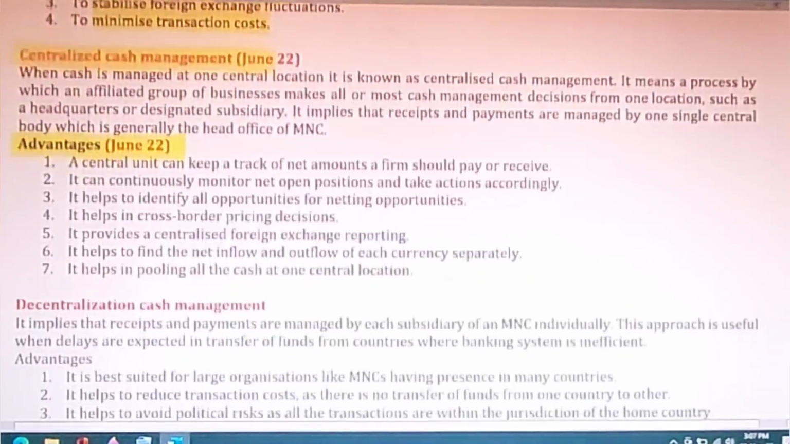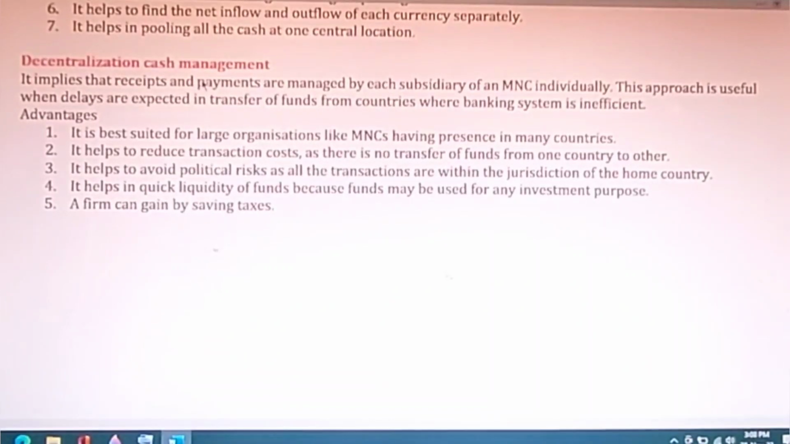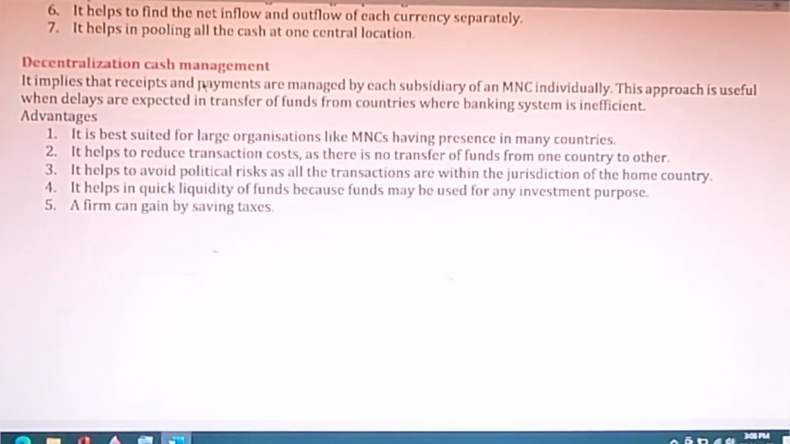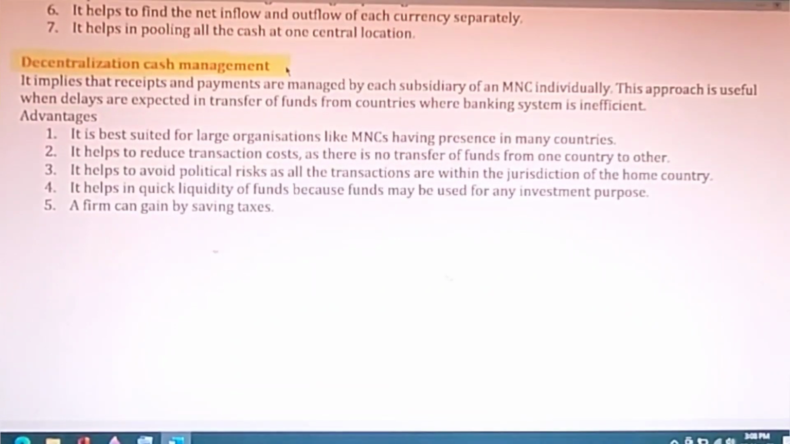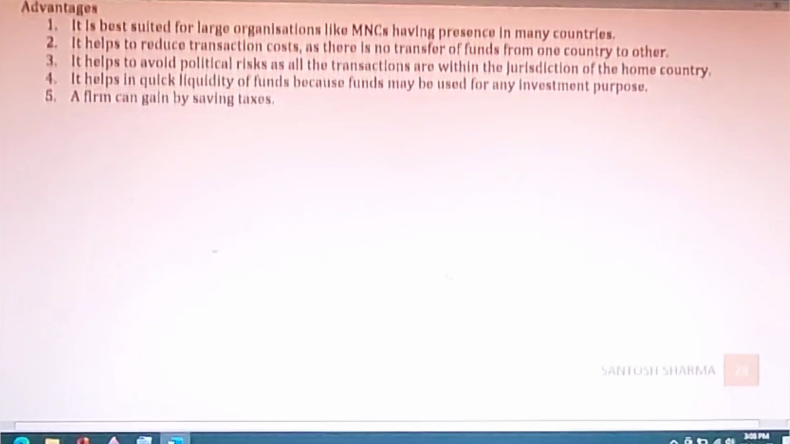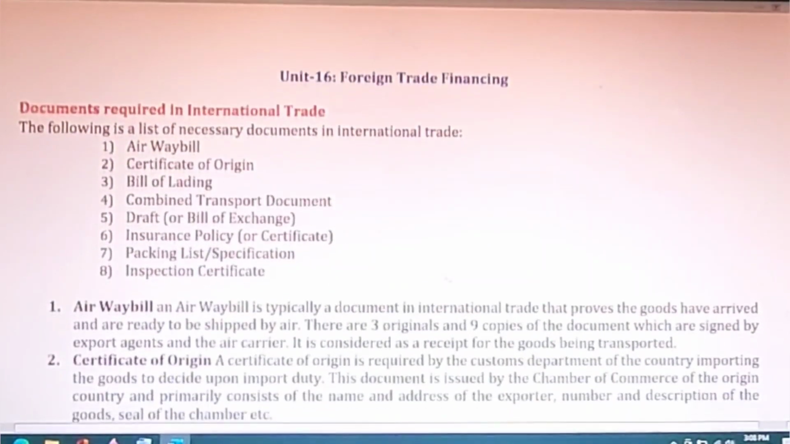Then decentralization of cash management is there, where each department or section of the firm has separate cash management. So that is called decentralization. And in centralization, all the cash recordings are done in one place.